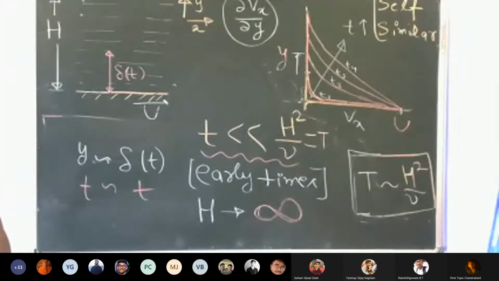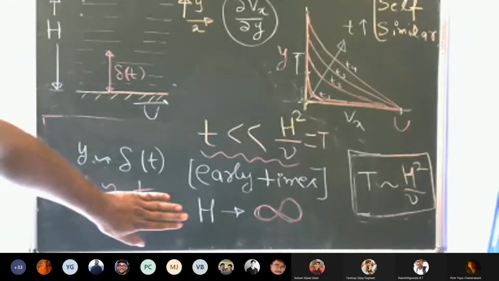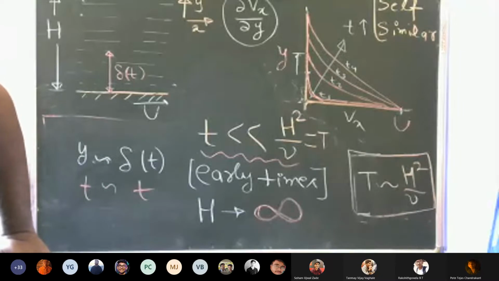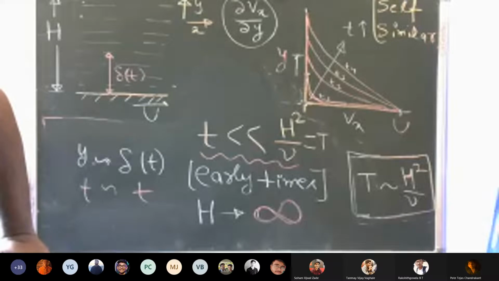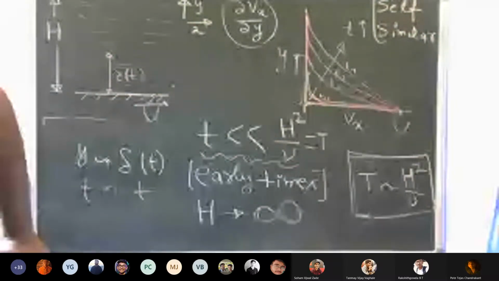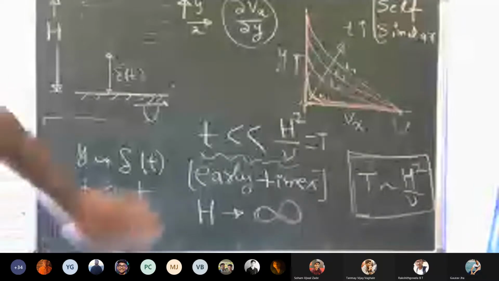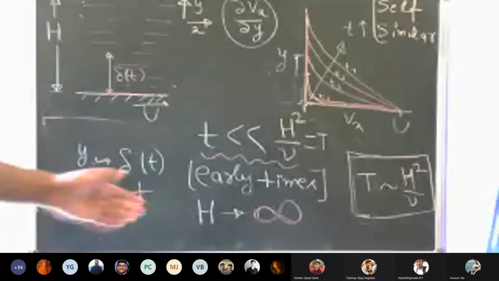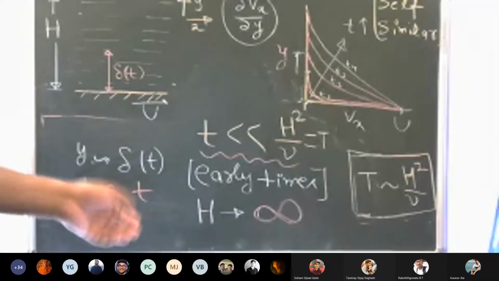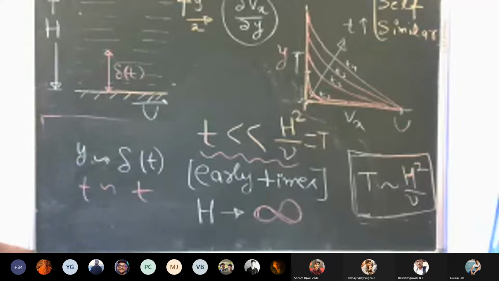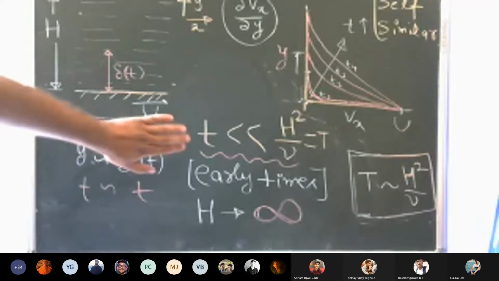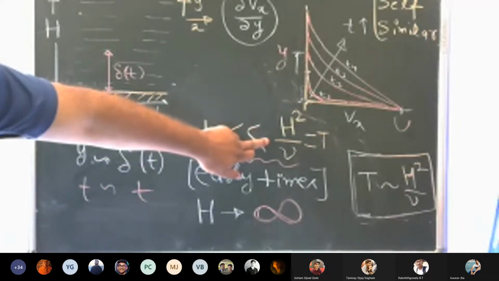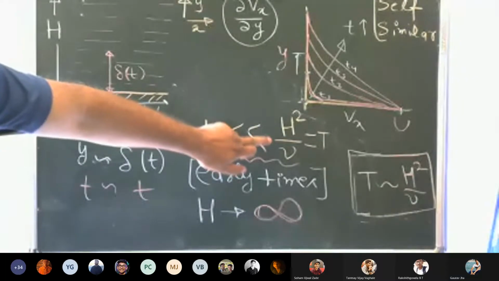yes, sir. So is it clear? What does it mean by h tends to infinity? Yes, sir. What does it mean? So it means it has large values. So when can we say h is very large? Yeah, you are right. H tends to infinity, h is very large. Mathematically, h tends to infinity. When can we treat h as infinite, a very large quantity? When t is very, very less than h square over nu. Right. Okay.